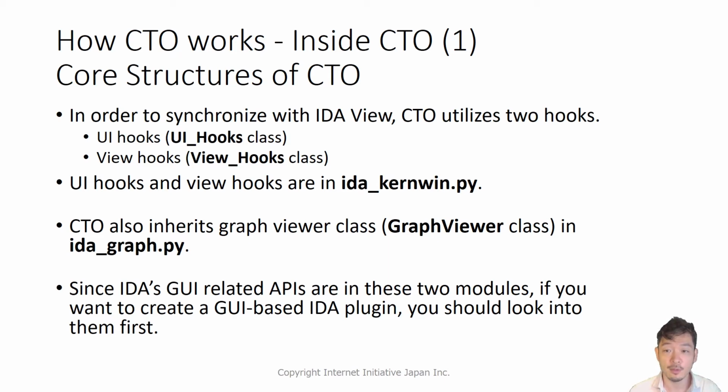CTO utilizes three classes in IDA's plugin APIs. One is the UI_Hooks class for hooking UI events, and another one is the view_hooks class to synchronize the address with the IDA view. These classes come from ida_kernwin.py. And the last one is the GraphViewer class from ida_graph.py. This is the core class of CTO. CTO inherits this class to create a graph. So let's look at the classes in a bit more detail.